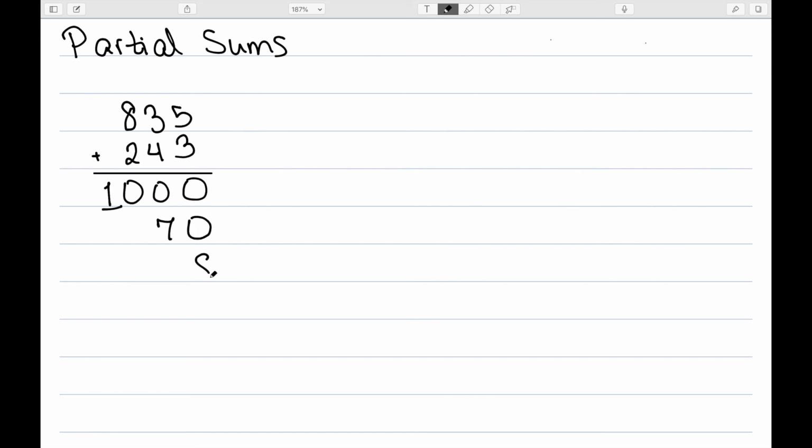The last method I'll talk about in this video is partial sums. Let's look at 835 plus 243. For this one, we're going to add one place value at a time. And we can go either left to right or right to left. We start by adding the hundreds. 800 plus 200 is 1,000. The tens, 30 plus 40 is 70. And the ones, 5 plus 3 is 8. And we then add these pieces. When we do, we get 1,078.